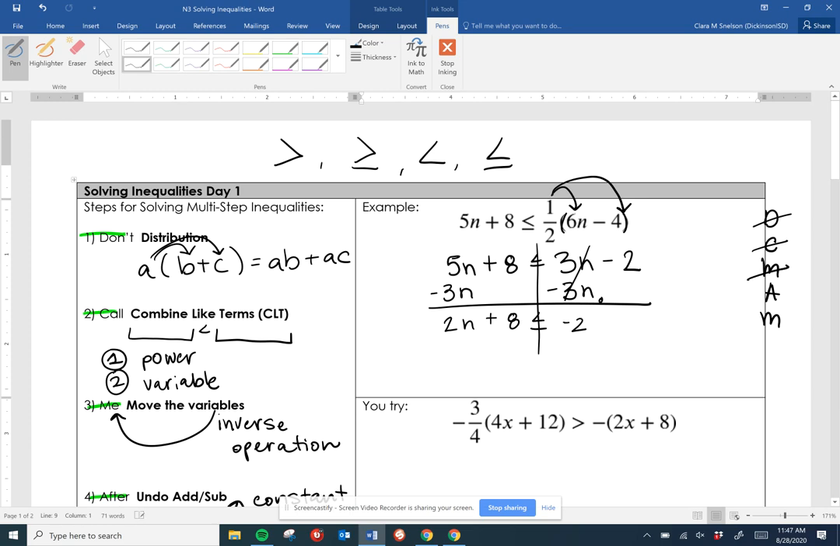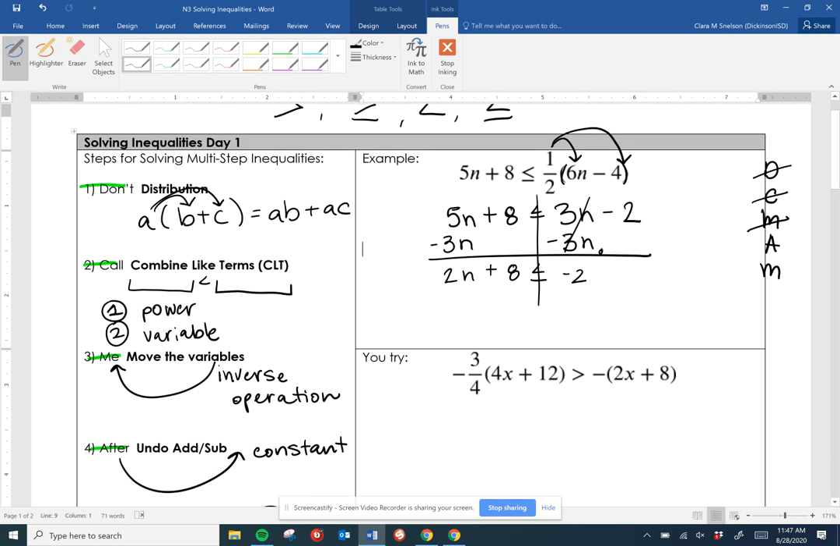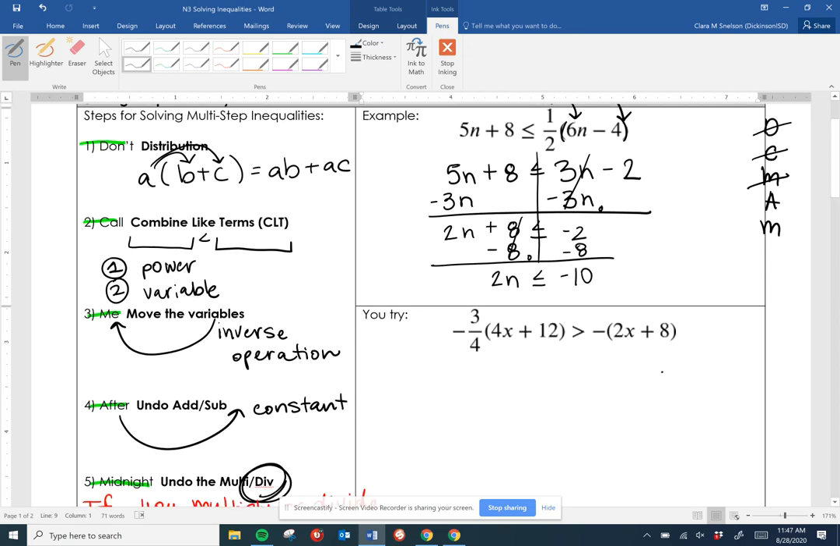Now that step is done, and then we have to undo our addition or subtraction. You see here we have a plus 8, and we need to go ahead and undo that. The opposite of plus 8 is going to be -8, -8 on the other side. We still have our 2n, but 8 minus 8 is going to be 0. So we're not going to bring anything down on that side. Is less than or equal to, and then -2 minus 8 is -10. Very last step is to divide by the coefficient. We have this 2n left over, so we need to divide by 2, divide by 2. The n is less than or equal to -5.